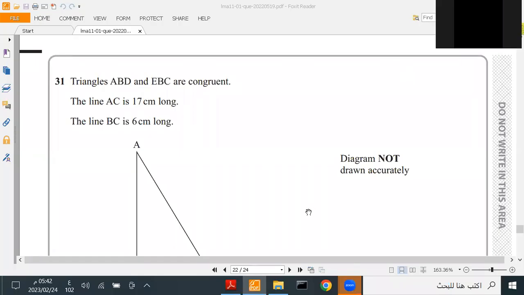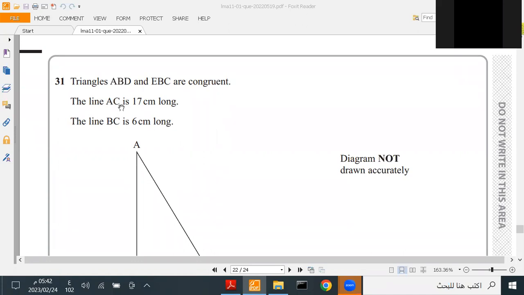Okay, now we're going to finish the rest of the paper. Question 31. Triangles ABD and EBC are congruent. And the meaning of congruent is what? It means they are identical. Now, to have identical triangles, it means we have one of the sides exactly the same, at least.